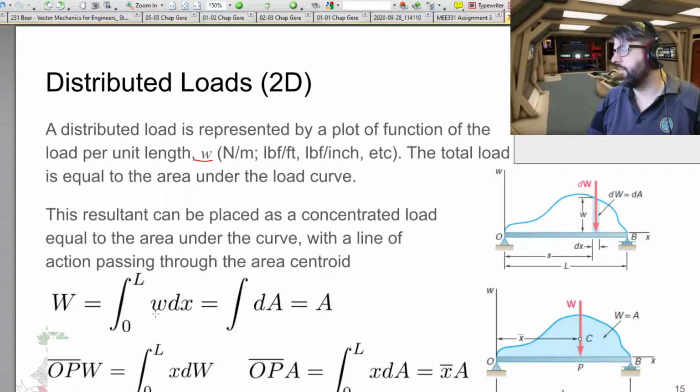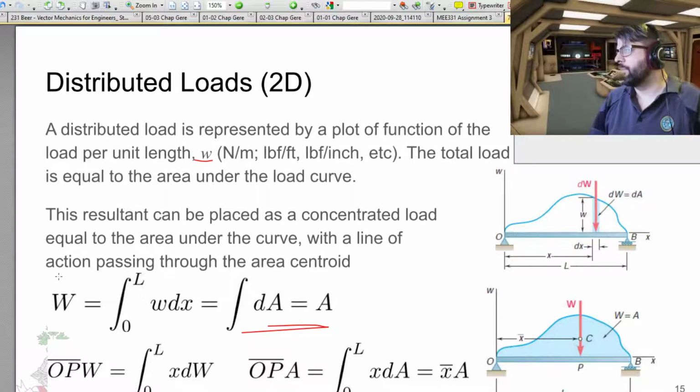But of course, if we're looking at a tiny little slice there, the dW, the W term here is the function, and then the dx is the tiny little slice. So it'd be basically equivalent to the area under that curve. So we can calculate that fairly easy.